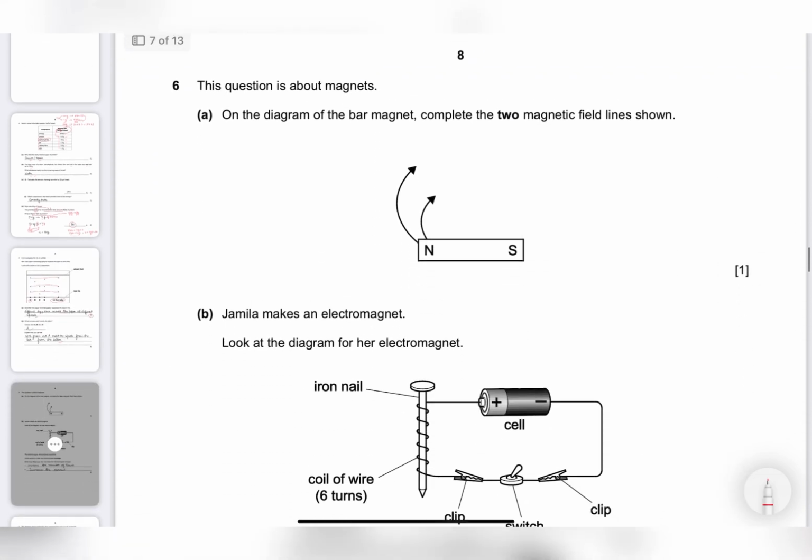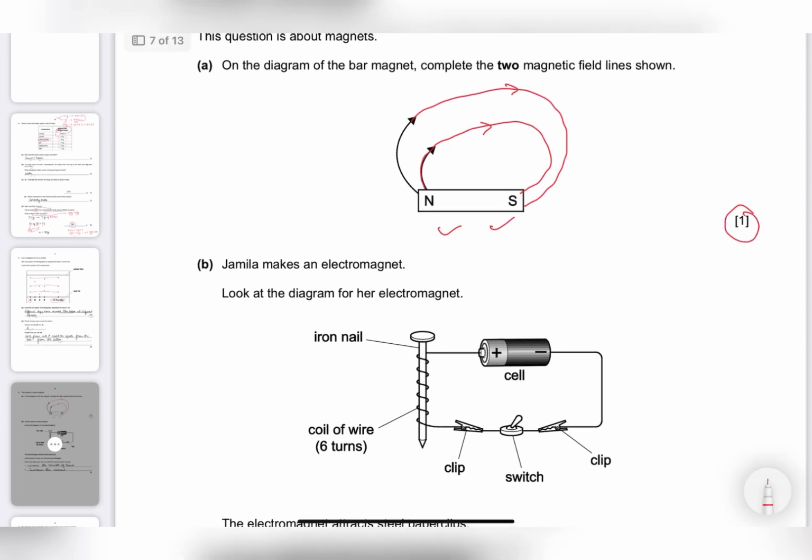This question is about magnets. On the diagram of the bar magnet, complete two magnetic field lines. As we know, they start from the north and end in the south. Just mark the direction again, and here you got it correct. Very good. This was a simple question. All of us know that the magnetic field lines come out from the north and enter the south.